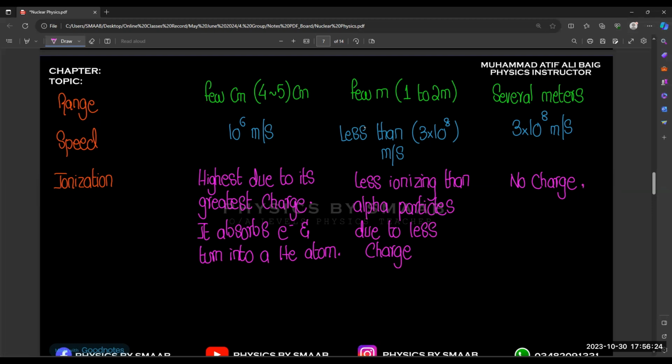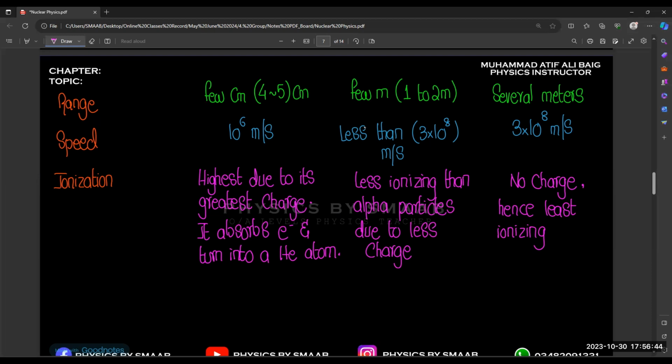So hence there is no charge. So there will be least ionizing power if you want to ionize it with the help of some other particles. Okay.